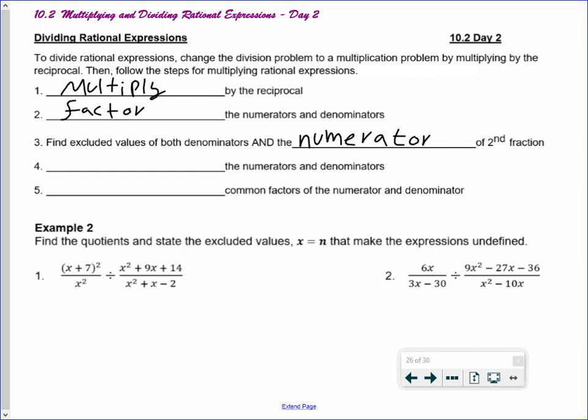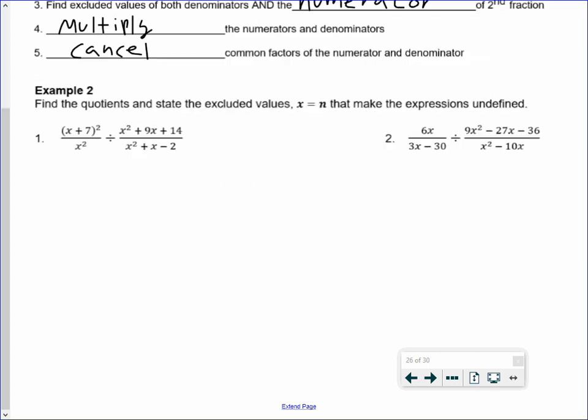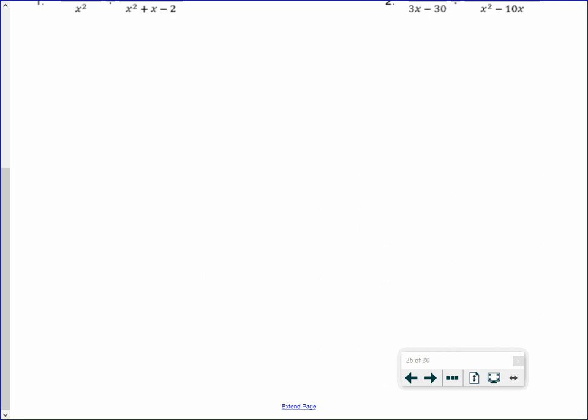After we factor and find the excluded values of the expressions, we're going to multiply the numerators and denominators. And after that, we're going to cancel common factors and simplify the expression as much as we can. Okay? So let's go ahead and do a problem.